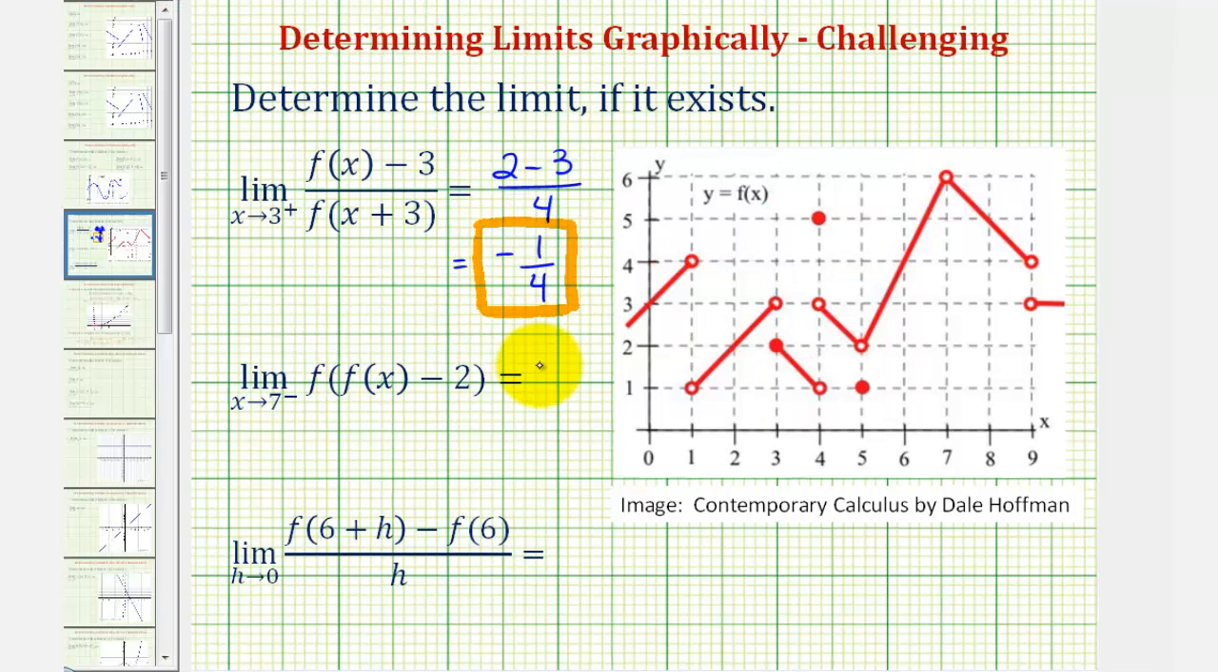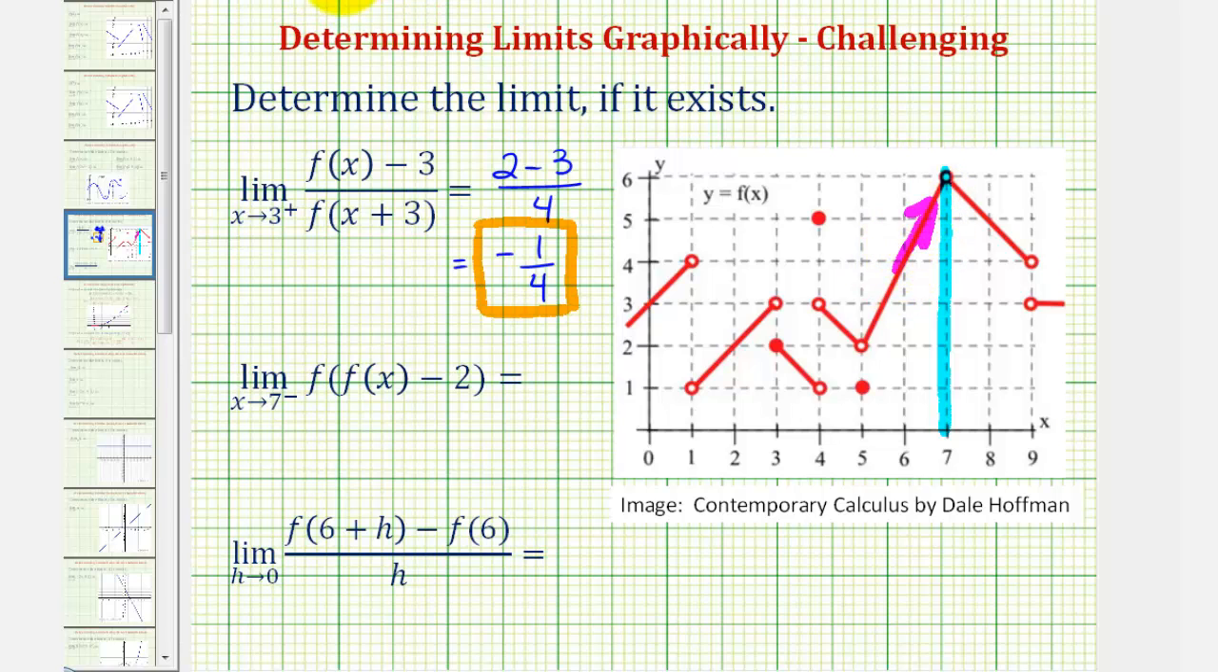Let's take a look at our next example. We have the limit as x approaches 7 from the left, to the negative side, of f of the quantity f of x minus 2. We'll begin by determining what's happening to the inner function f of x minus 2 as x approaches 7 from the left. Well, here's where x equals 7. So if we approach 7 from the left to the negative side, we're approaching from this direction here.